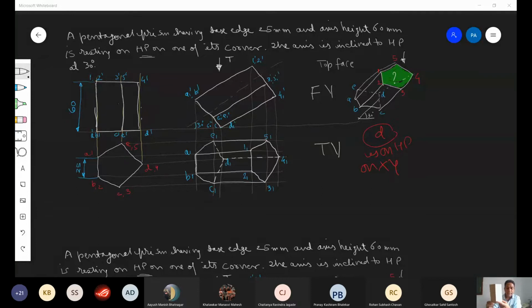So basically, how many vertical lines will you see? Three vertical lines: 1, 2, and 3. If I hold it like this, then also you will see three vertical lines. So in a pentagonal prism, you will always see three vertical lines. I think this much is clear to all of you, how a pentagonal prism looks.